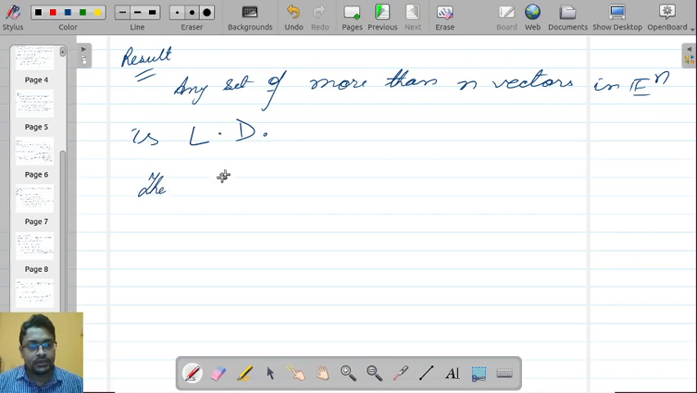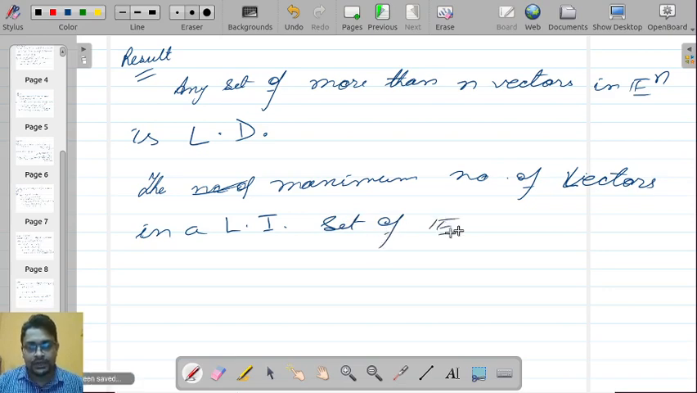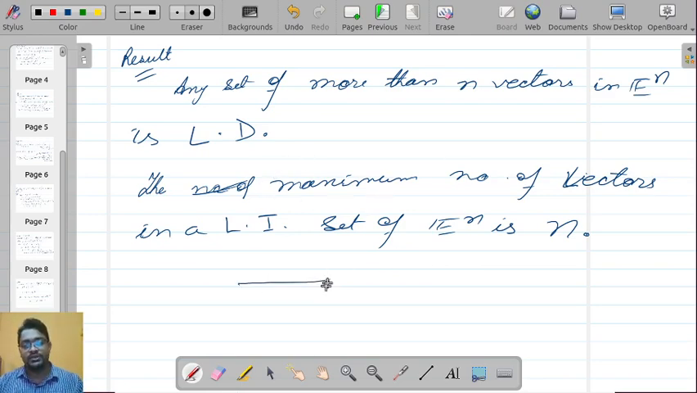the maximum number of vectors in a linearly independent set of e to the power n is n only. Okay, there cannot be more than n vectors which are linearly independent. Okay, any set of more than n vectors is always linearly dependent. Okay, it cannot be independent, right? This is an important result.